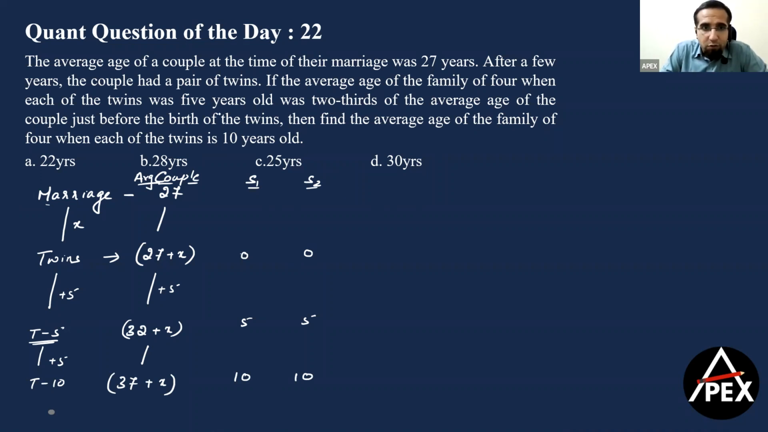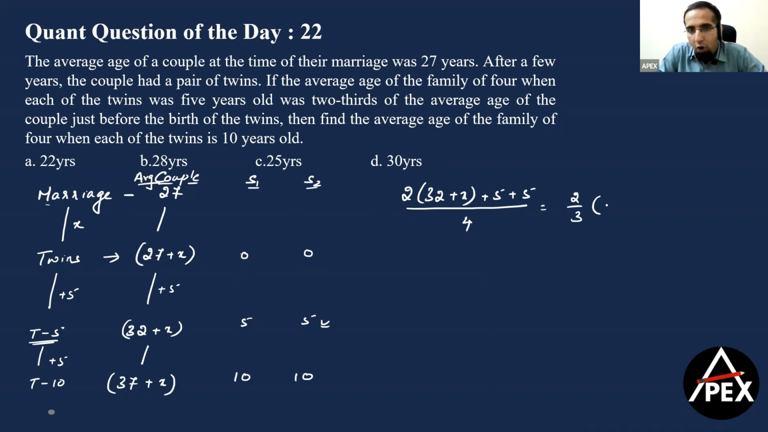Now the question has referred to when each of the twins was 5 years old. So what is the sum total? Husband plus wife will be 2 times 32 plus x, plus each of the children is 5 years and 5 years. So the average of the family of 4 was two-thirds of the average age of the couple just before the birth of the twins. Now the average age of the couple just before the birth of the twins was 27 plus x. Clear?